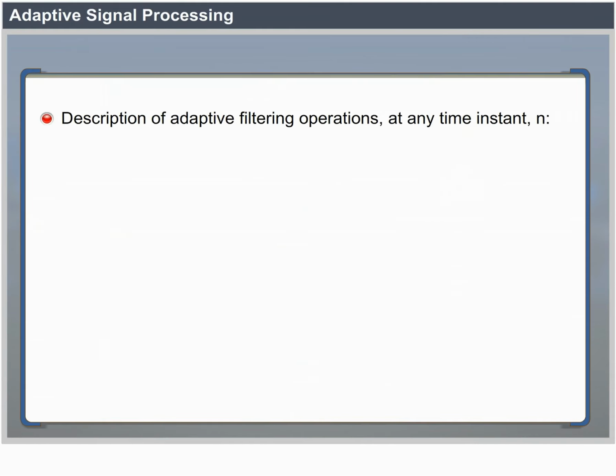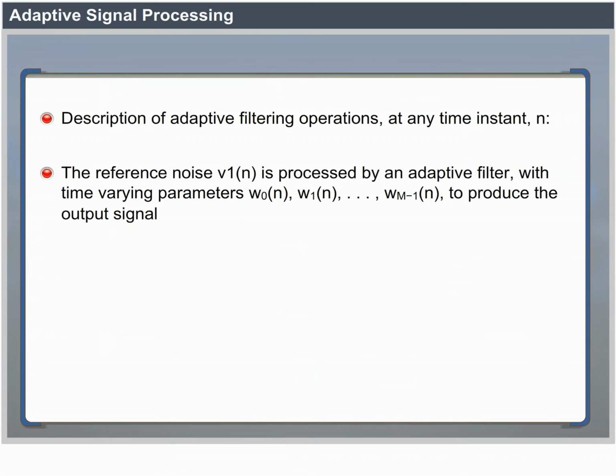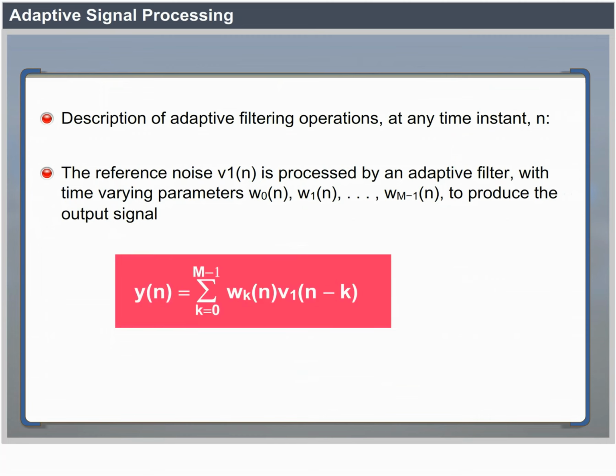Description of adaptive filtering operations at any time instant n. The reference noise V1[n] is processed by an adaptive filter with the time varying parameters W0[n], W1[n], etc., Wm-1[n] to produce the output signal Y[n] = summation k = 0 to m-1 of Wk[n] V1[n-k]. The error signal is computed as E[n] = D[n] - Y[n].